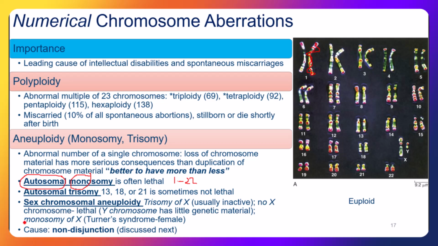Autosomal trisomy is different. So what we have here, and again, this is the one that's often lethal, having less is worse than having more. Autosomal trisomy, tri means 3. So we're talking in this case about having 3 of one of the autosomes. So one of the autosomes between 1 and 22 has 3.